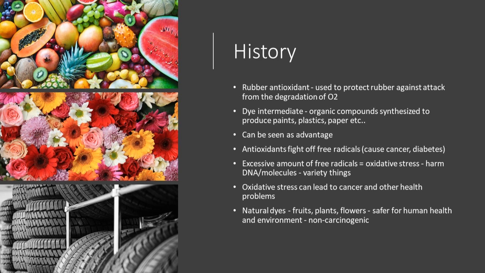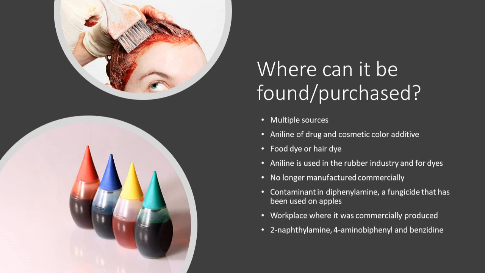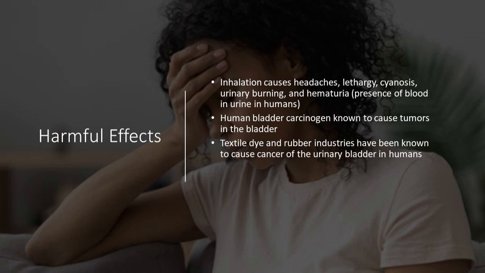I did find one alternative for a dye intermediate, which was natural dyes, which are dyes produced from fruits, plants, and flowers, which are overall safer for human health and the environment and are non-carcinogenic. Where can it be found or purchased? Although it is no longer manufactured commercially, you can still find it from multiple sources. Food dye, hair dye, you can find it in a fungicide that was used on apples. And at the very last bullet point, those several different molecules, you can also find it there.